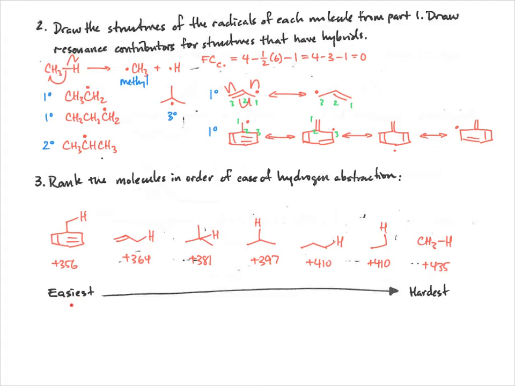So does everyone understand the correlation that I'm making here by saying easiest to hardest in relation to the ease of abstraction? If you think of yourself as starting at 0 energy and applying energy into the system, you're hitting the lower number first. You hit 356 before you hit 364. So if you have a molecule that has both of these types of hydrogen atoms, this one gets abstracted first.